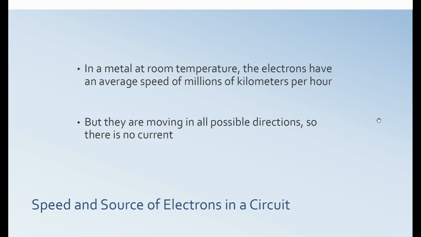So where do the electrons causing this electrical current come from, and how fast do they move? If we have a metal conductor at room temperature, and you could see the electrons in that metal, you would see that they are vibrating at a speed of millions of kilometers per hour. But in an average piece of metal, the electrons are moving in all possible directions, so there's no current in that piece of metal. If you pick up a metal fork or a metal nail, the electrons are moving in all possible directions, so there's no actual current.